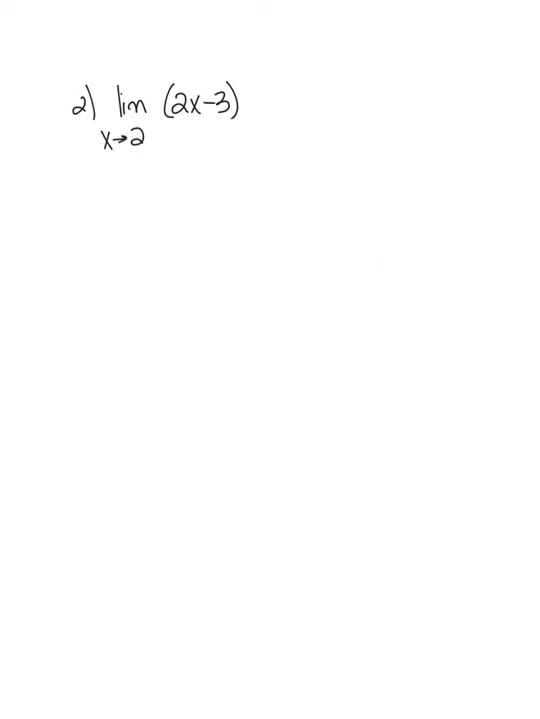My next example says the limit as x approaches 2 of 2x minus 3. So I should recognize this. This is just another linear function. It is continuous, so we're not going to overthink this. I'm just going to plug this 2 in here for x. So 2 times 2 minus 3, that limit is just equal to 1. And if we were to plot y equals 2x minus 3, as x approaches 2, this graph would equal 1.